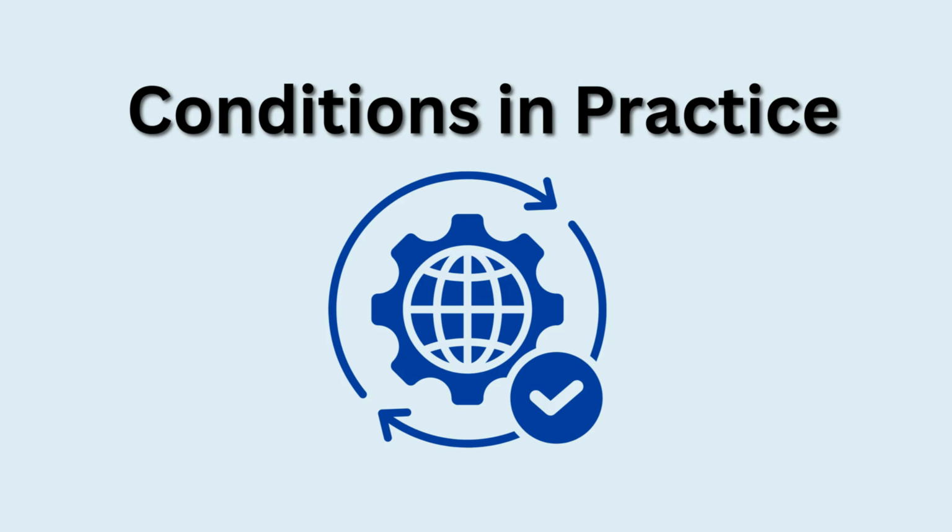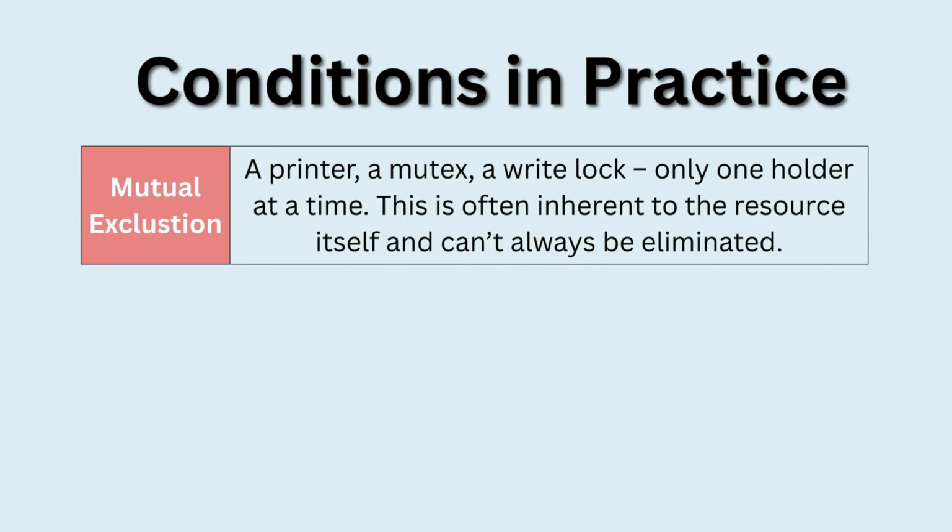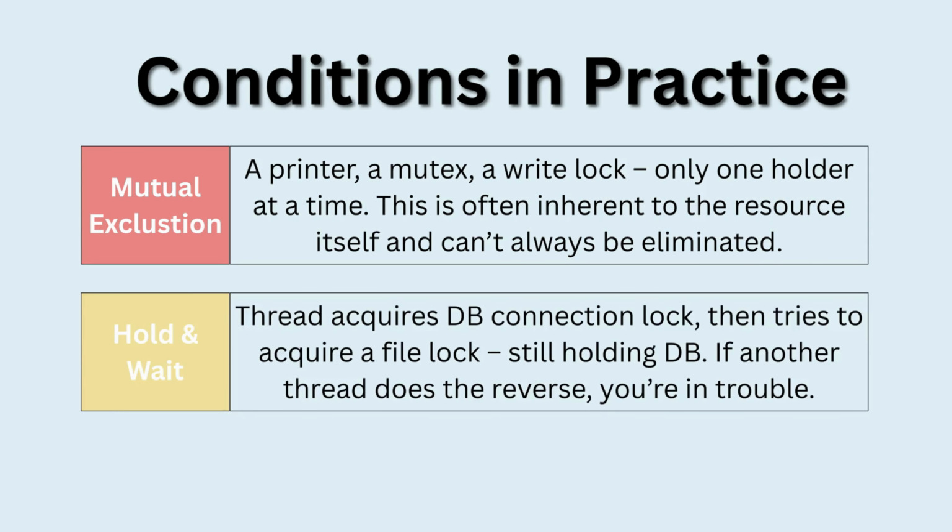Let's go through each condition in more depth. Mutual exclusion is usually not something you can eliminate. A mutex, by definition, allows only one holder at a time, so you often just accept this condition. Hold and wait looks like this. A thread acquires a database connection lock, then while still holding it, tries to acquire a file lock.